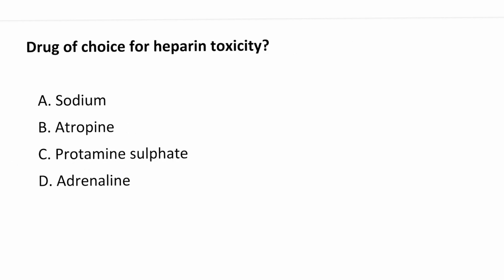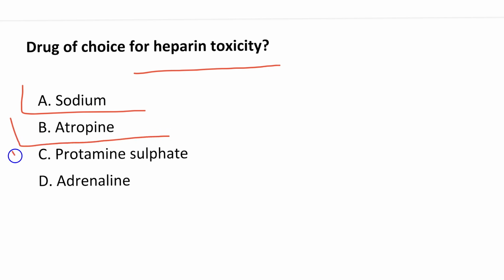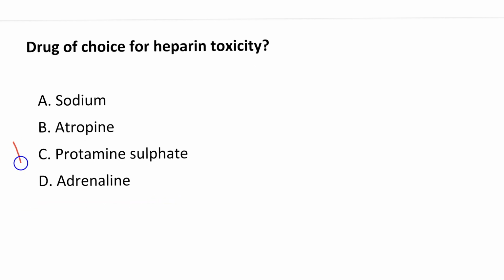Next question is, drug of choice for heparin toxicity. Option A, sodium. Option B, atropine. Option C, protamine sulfate. Option D, adrenaline. The correct answer is option C, protamine sulfate. Protamine sulfate is the drug of choice for heparin toxicity.